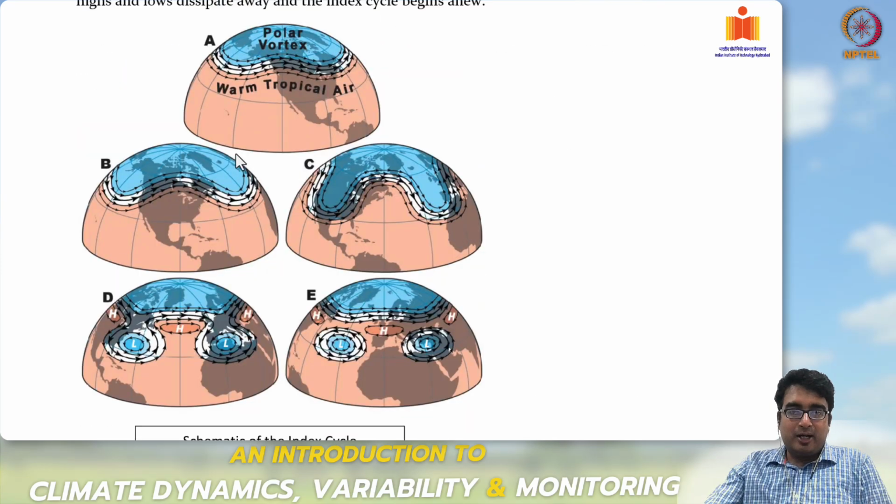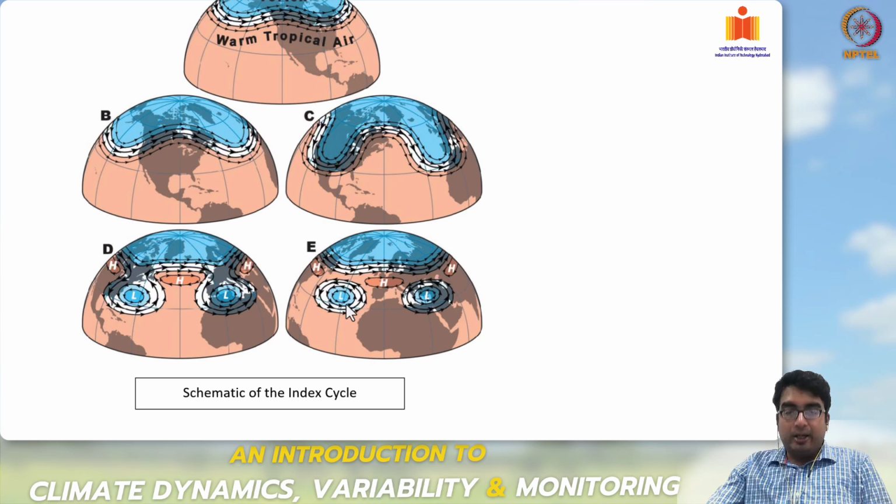And you can see this structure here. This is the polar vortex and the warm tropical air. And you see these low pressure regions forming and going downwards, and the corresponding high pressure regions forming here. So, these low pressures go down and high pressures go up, creating the cyclonic circulations going towards the subtropics and the anticyclonic circulation going towards the poles. Eventually, they become cut off and then slowly dissipate. So, this is the schematic of the index cycle.